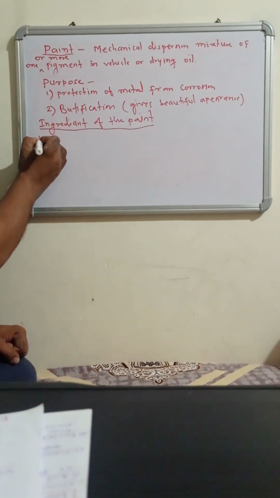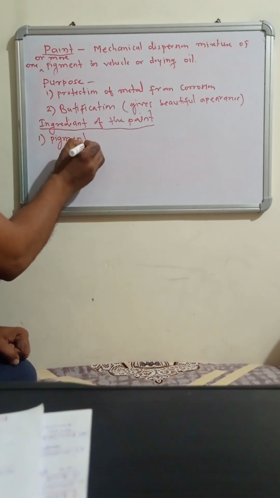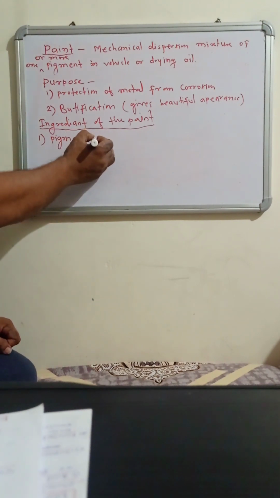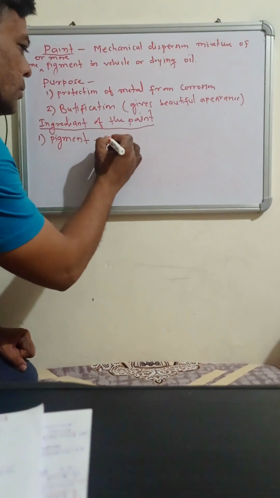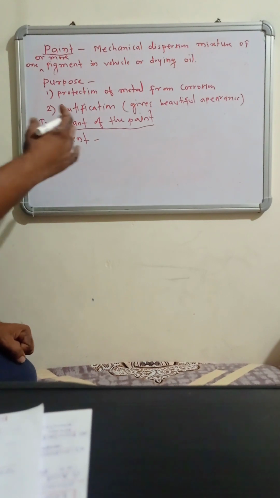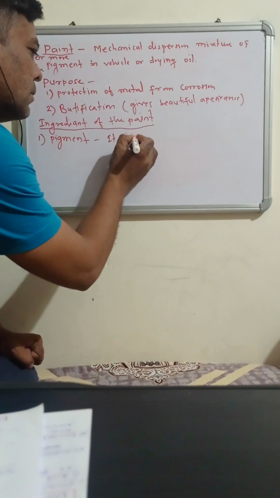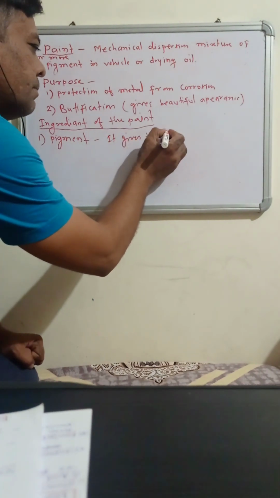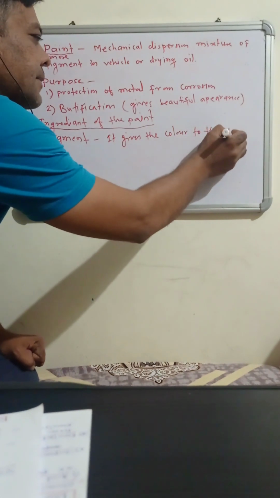Number 1 is the pigment. त्यामधलं पहिलं आहे pigment. So paint मध्ये जे pigment use करतो आपण, that gives the color to the paint. Why are we using the pigment in the paint? That pigment gives the color to the paint.